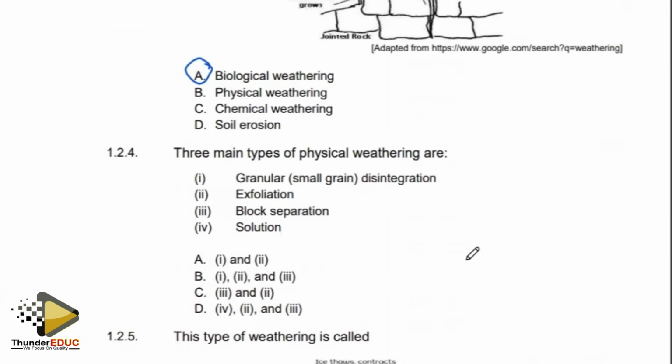1.2.4. The 3 main types of physical weathering are: is it granular or small grain disintegration? Is it exfoliation? Is it block separation? Is it solution? Meaning, with this answer, 2 apply. For example, we have, is it A, Roman numeral 1 or Roman numeral 2? So here our answer goes to B, which is granular, small grain disintegration, exfoliation, and block separation.